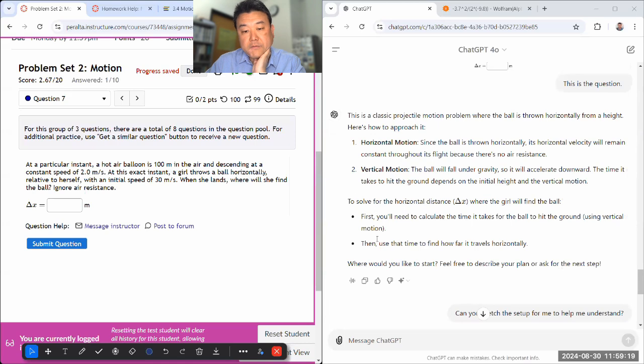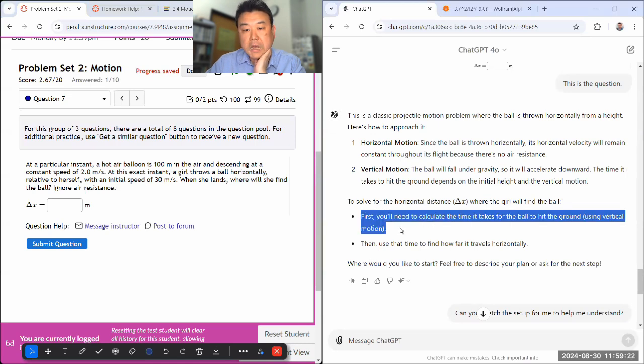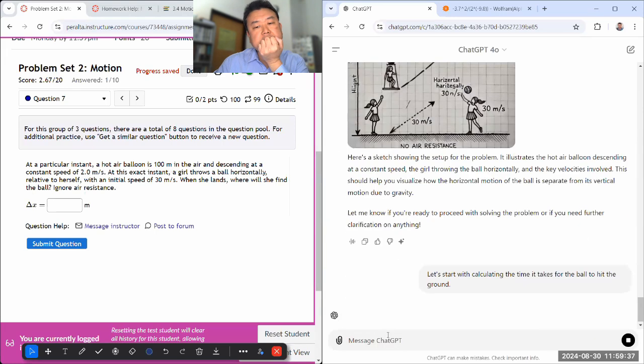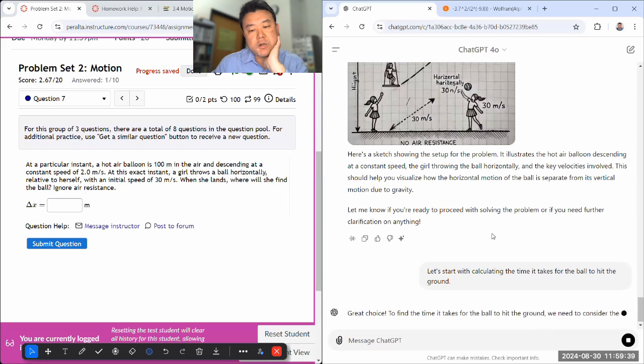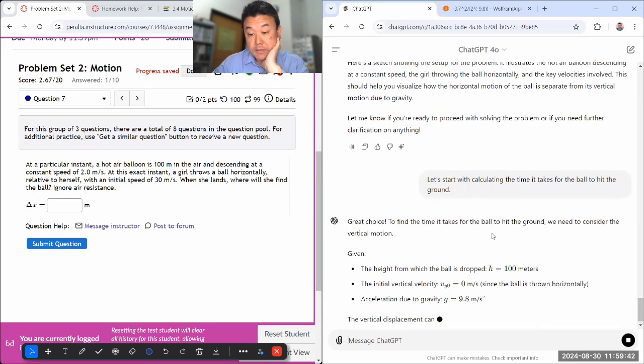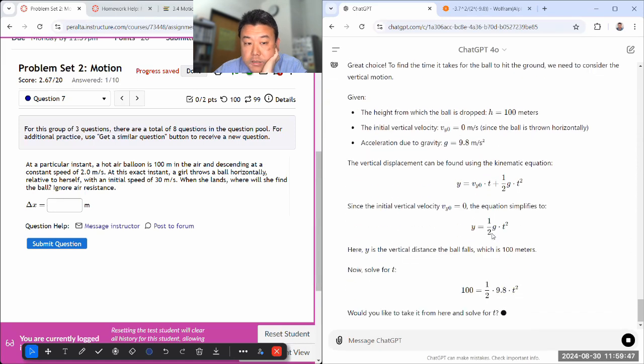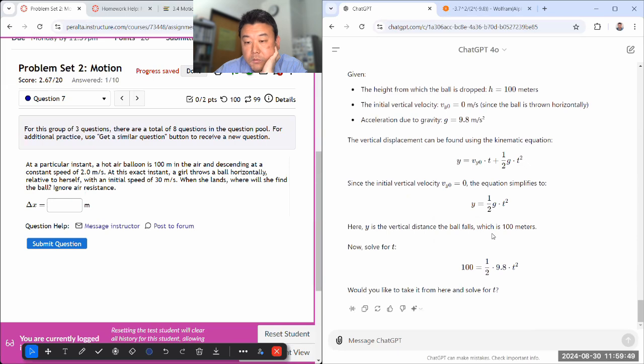Having read and understood, I think I would just start from this. Let's start with calculating the time it takes for the ball to hit the ground. And I'm hoping it'll handle the inherited velocity issue correctly. Hopefully it does. It doesn't. Okay, so if you are doing this question, don't use ChatGPT. It won't. I don't think it'll answer correctly.